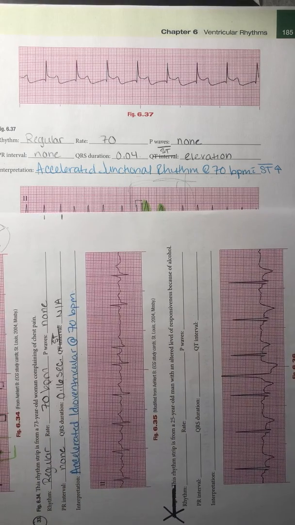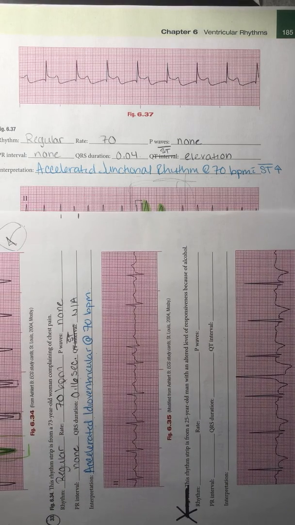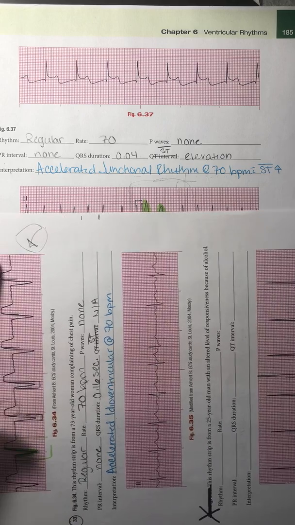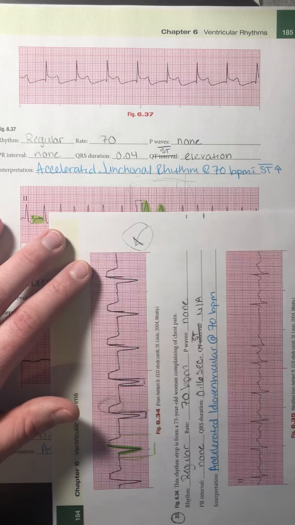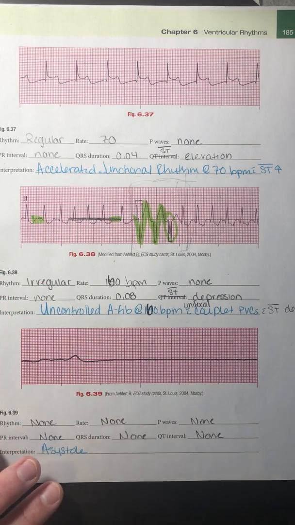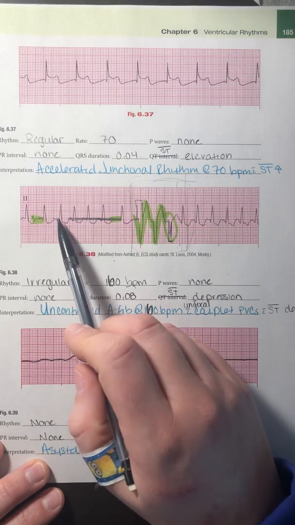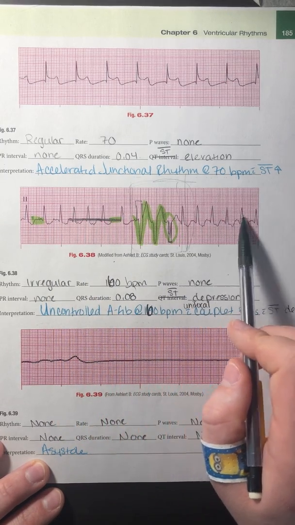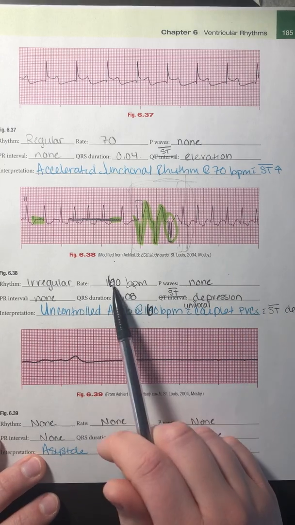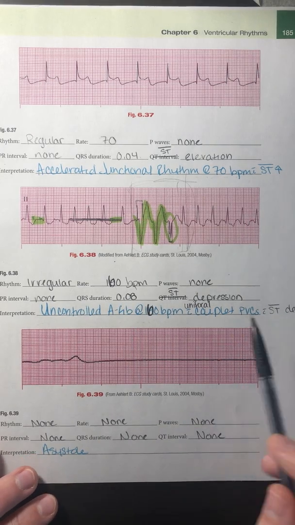So if I use my little cheater sheet and I mark off my QRS complexes, you can see that they don't line up really at all. So my underlying rhythm is also irregular. For my rate, 1, 2, 3, 4, 5, 6, 7, 8, 9, 10, 11, 12, 13, 14, 15, 16 times 10 gave me that 160 beats per minute.